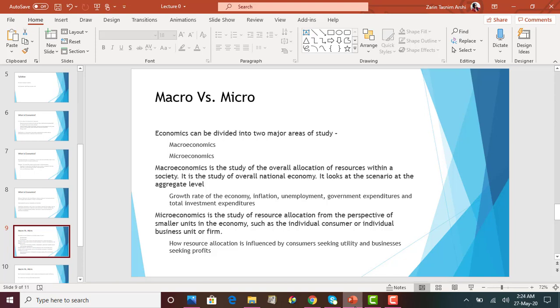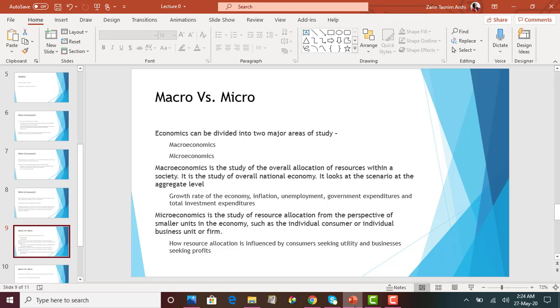Some of the macroeconomic terms that we're going to learn in this class are economic growth, inflation, unemployment, government expenditure, total investment. So these are all items that are categorized under macroeconomics, and these are items that are related at the aggregate level, to groups.